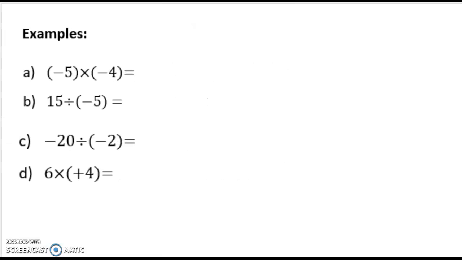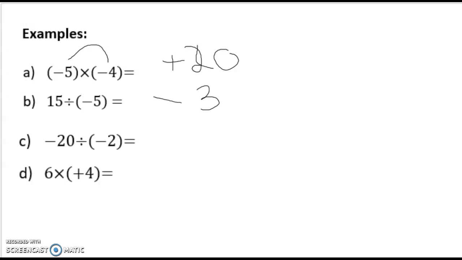Over here, we have -5 times -4. Well, a negative and a negative make a positive. And now we just do 5 times 4, which gives us positive 20. Next one, we have a positive because there's no sign in front of it, so let's assume that it's positive, because if they wanted it to be negative, they would have put a negative sign there. So here we have a positive divided by a negative. One of each, our answer is negative. And 15 divided by 5 gives us 3. So the answer is -3.